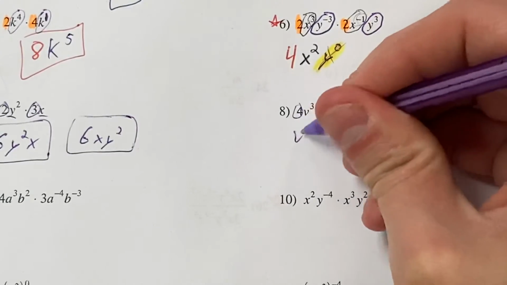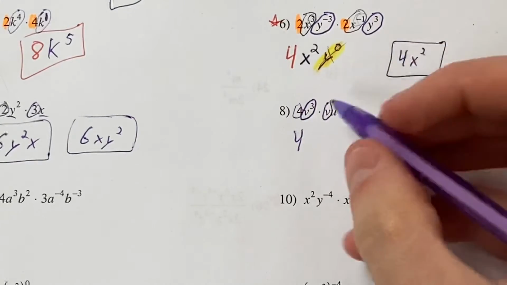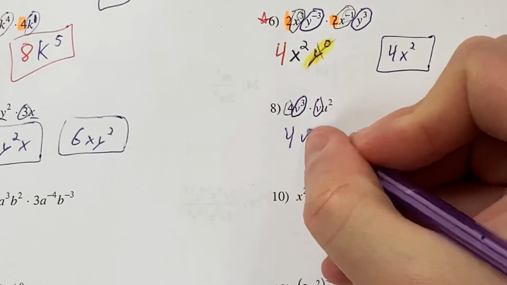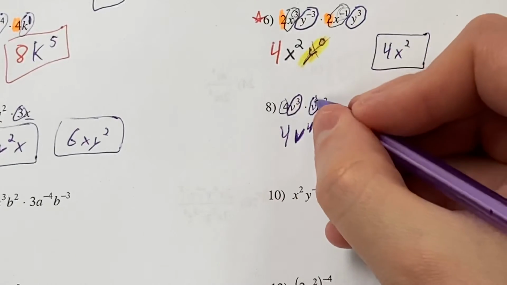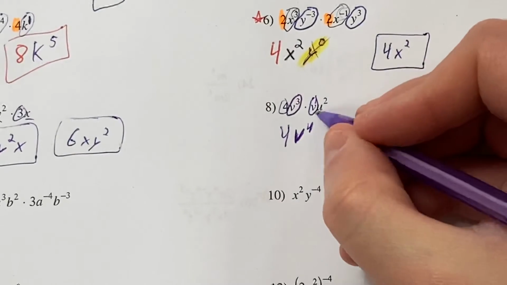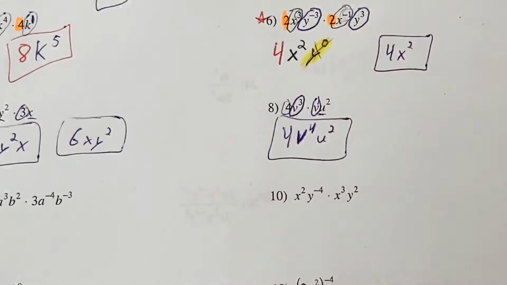In this one, you got a 4, a v3, and another v. So you have 3 v's and another v. That's a total of 4 v's. So v to the 4th power, because of that magical invisible one. And u doesn't have another u, so it's just going to stay the same.